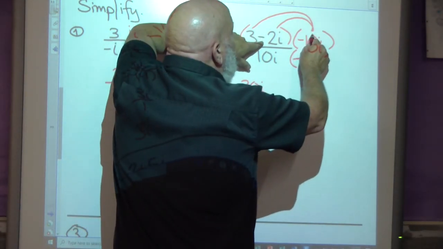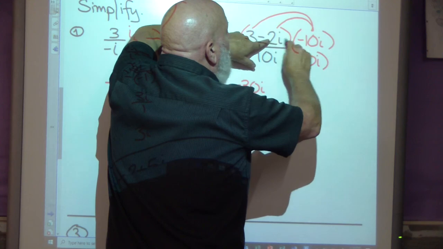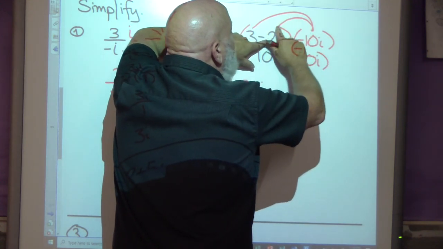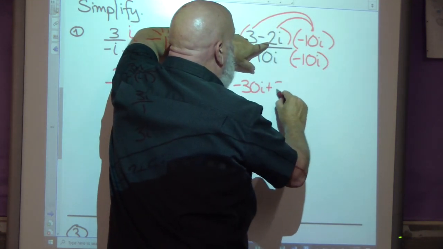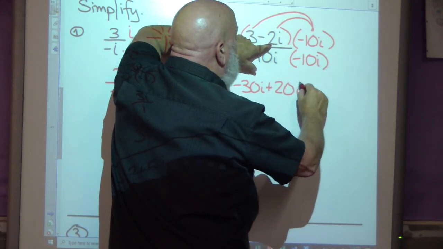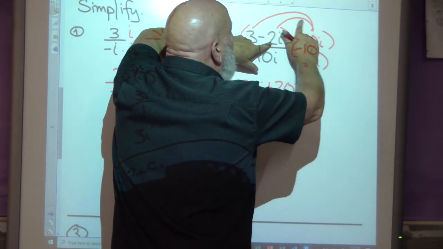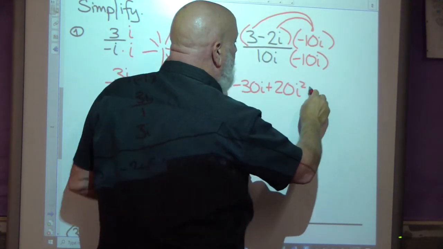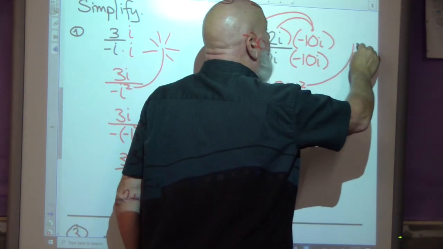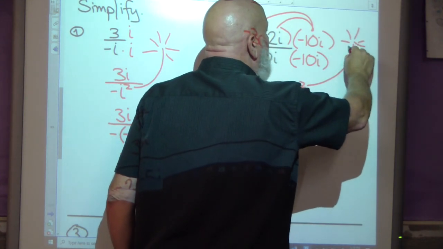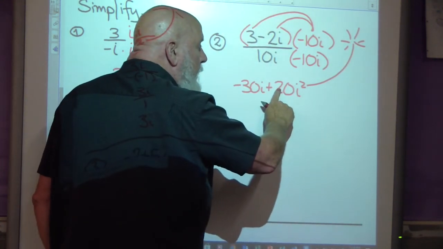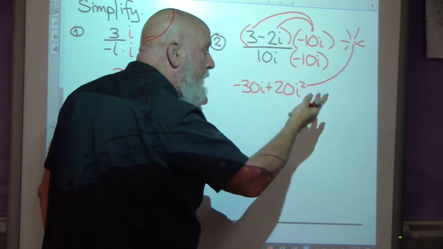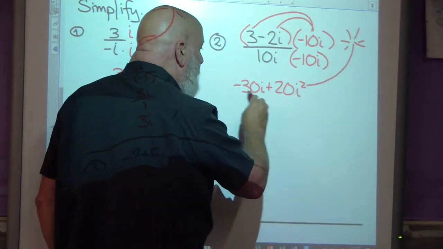Now I'm taking this negative 10i and multiplying it by negative 2i. That gives me positive 20 i squared. Negative 10 times negative 2 is positive 20. i times i is i squared. And we have to remember, i squared by definition is negative 1. So when I rewrite this, I'm going to call it 20 times negative 1. And in my head, I'm just going to call it negative 20.